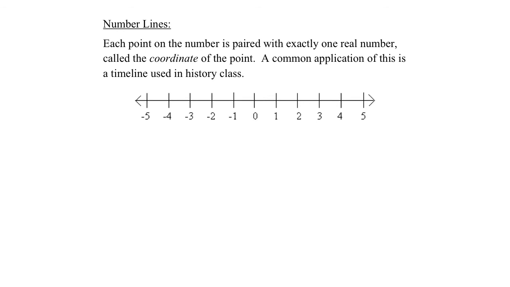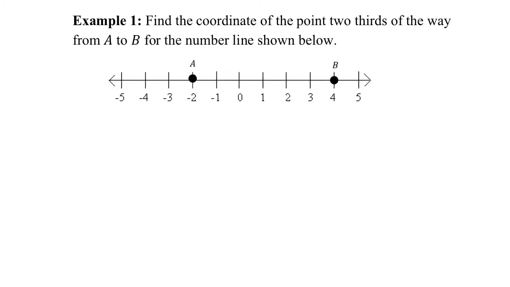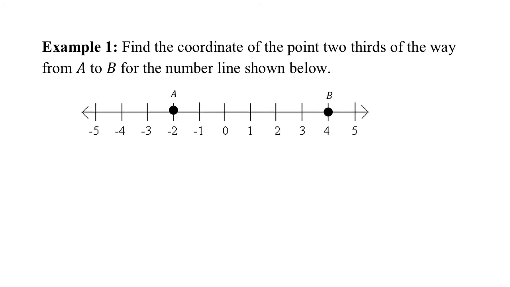Okay, so let's continue. Let's take a look at this first example. It says, find the coordinate of the point 2/3 of the way from A to B for the number line shown below. Now, there are two ways to approach this. There's a simple way, which I would probably take for this one, and a more complicated way, which we'll use in a minute on a harder problem that needs it.